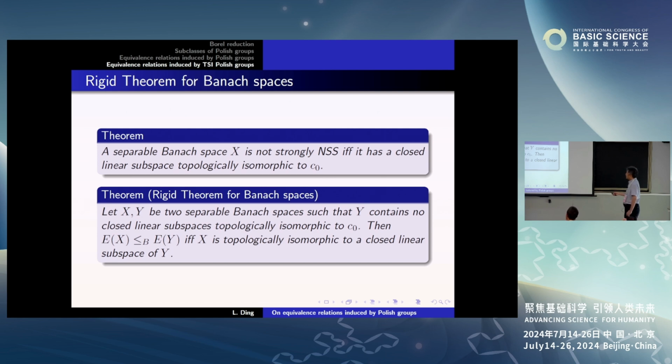Now, with the theorem for Banach spaces, let X and Y be two separable Banach spaces such that Y contains no copy of c0. So this means Y is strongly NSS. Then E_X reduces to E_Y if and only if X is topologically isomorphic to a closed linear subspace of Y. Here, we don't know how to analyze the condition of strongly NSS in general.